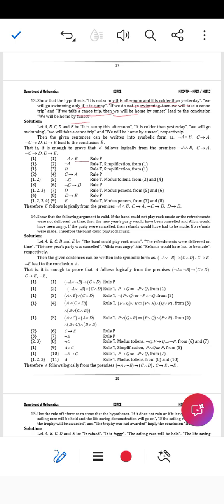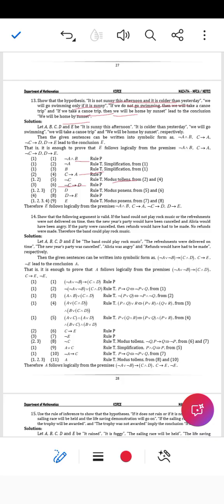Now using rule P and rule T, it is enough to prove that E follows from the given premises: negation A and B, C implies A, negation C implies D, and D implies E. First premise, negation A and B, is introduced in the first step using rule P. It can be split into two statements, negation A and B, using the simplification rule in the second and third steps, and we introduce the second premise, C implies A, in the fourth step using rule P.